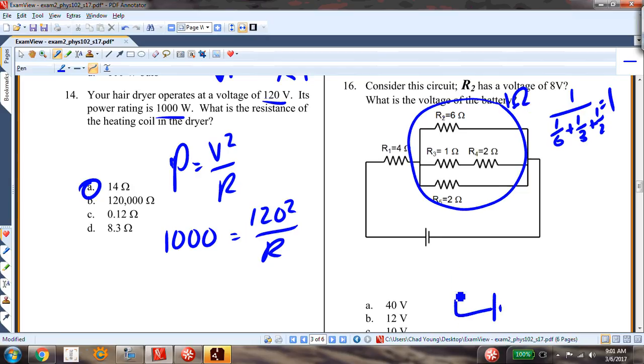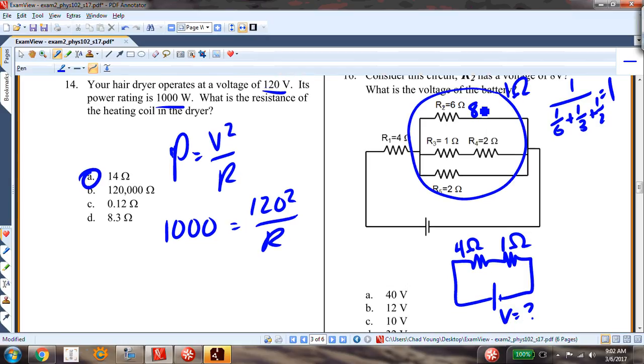So let's rewrite this a little bit. I have 4 ohms and 1 ohm, and I have some mystery voltage down here, but it tells me that R2 has a voltage of 8 volts. So if this has 8 volts, this also has 8 volts. I can think of it in a couple ways: if this has 8 volts, this one, which is 4 times the resistance, has to have 32 volts, which would give me the answer, 32 plus 8 is 40.